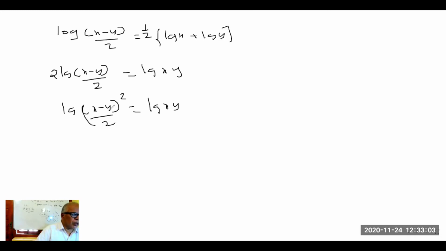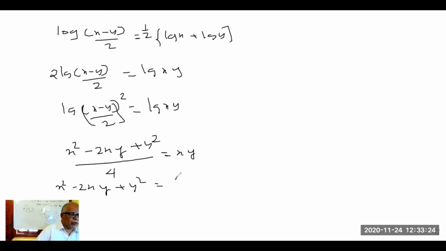So the whole square, that is x square minus 2xy plus y square by 4, is equal to xy. That is x square minus 2xy plus y square is equal to 4xy. That is x square plus y square is equal to 6xy. Hence proved. So the proof is over.